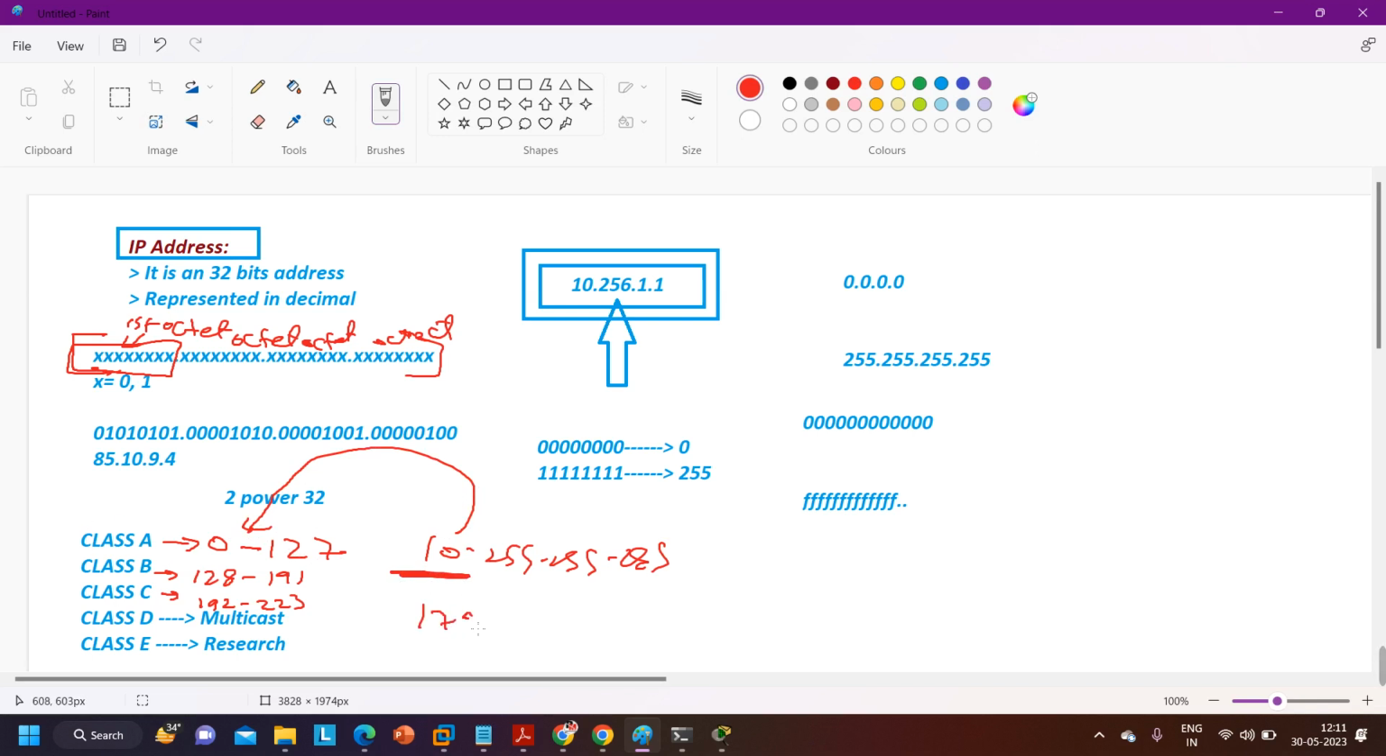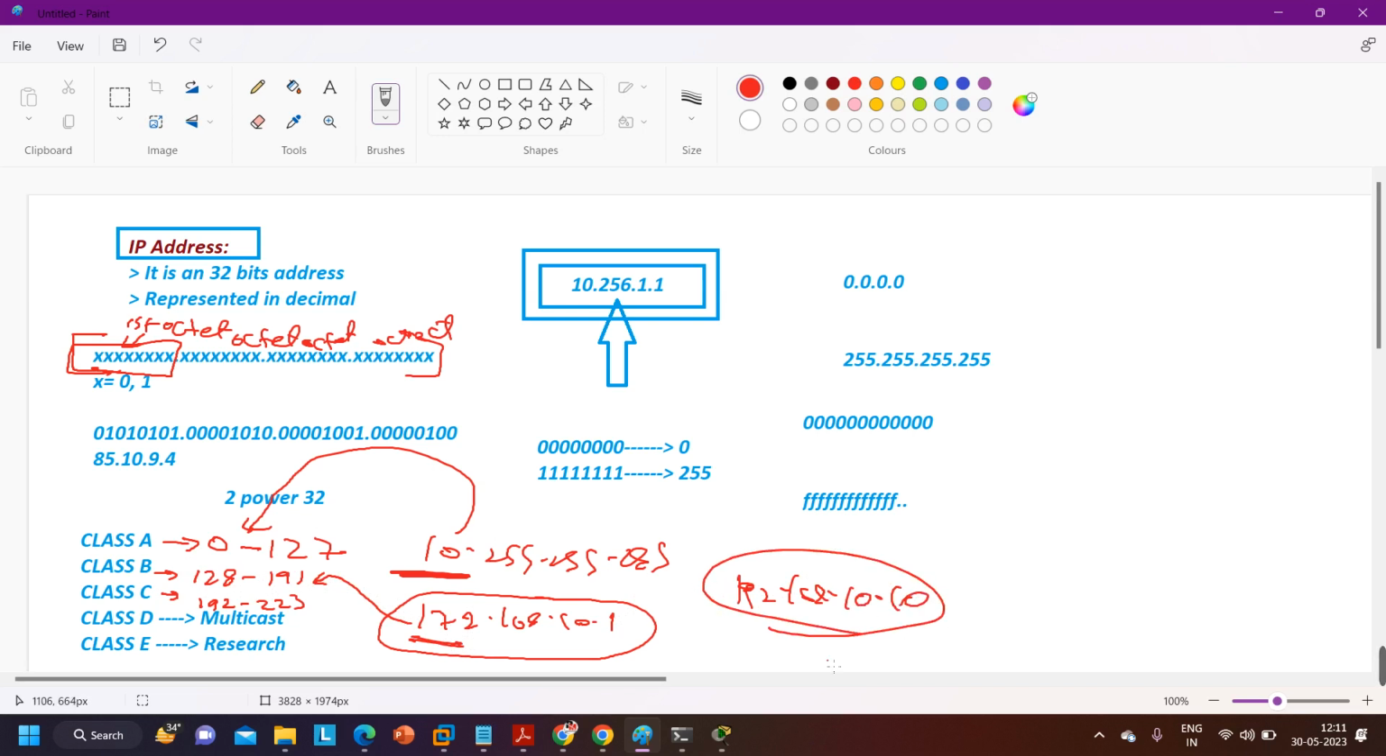If I am writing one IP address, 172.168.10.01, this IP address belongs to which class? Class B. Because the value in the first octet is 172, and 172 is between 128 and 191. If I am writing one IP address, 192.168.10.10, this IP address belongs to which class? Class C.